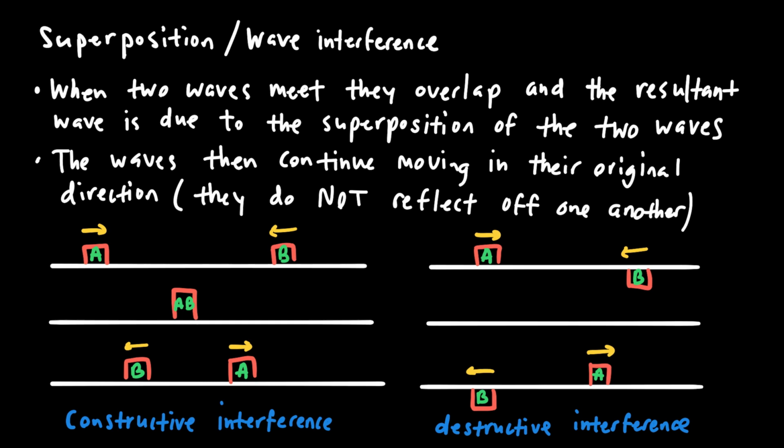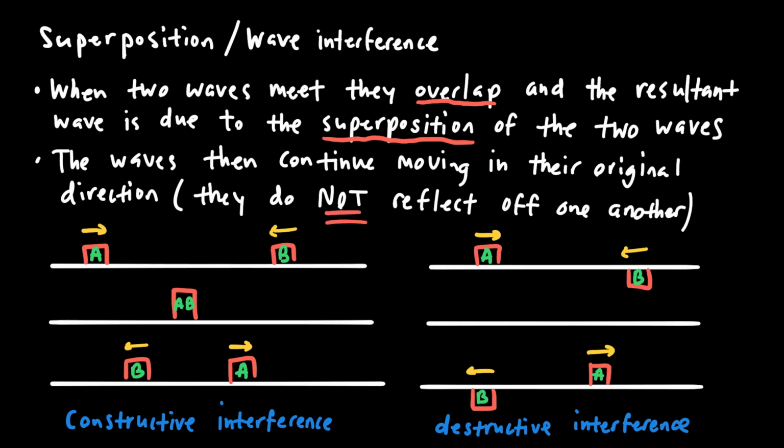Another important topic of study with waves was superposition and wave interference. We learned that when two waves meet up, they overlap. That's the first thing they do. And then they create a resultant wave that is due to the superposition of those two waves. So when they overlap, you take one wave and superimpose it on the other, and it's the superposition of those two waves that forms the resultant wave. And after they overlapped, after they're superimposed, the waves continue to move in their original direction. They do not reflect off of one another.